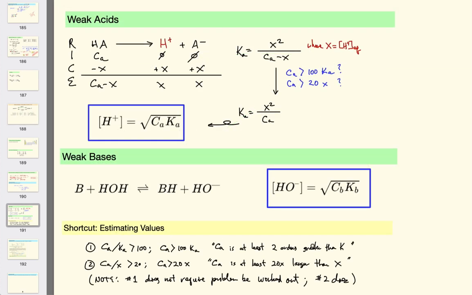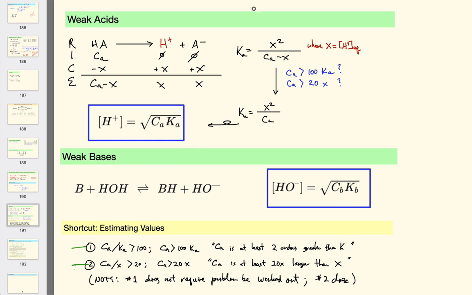I want to tell you one thing at the bottom. Okay. So there we are. You can test it before the fact. This is a crude rule of thumb, and this is the absolute what you need to do. If Ca divided by Ka is greater than 100, okay, I'm going to rearrange that. If Ca is greater than 100 times Ka, that is, if Ca is at least 2 orders of magnitude greater than Ka, this shortcut's probably going to work.